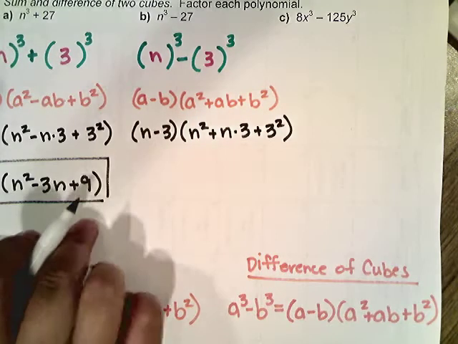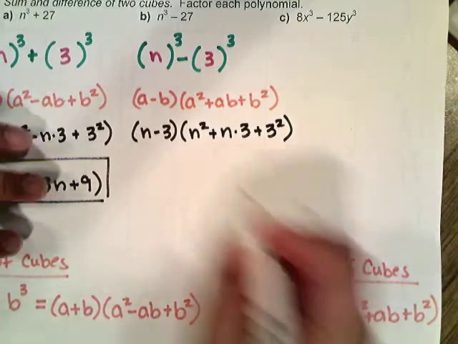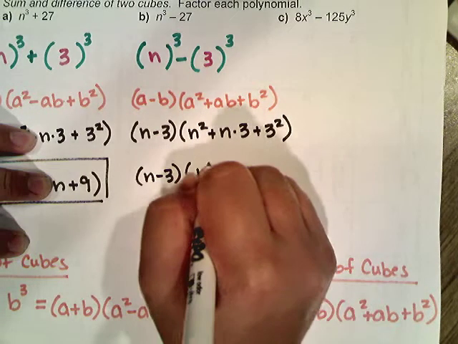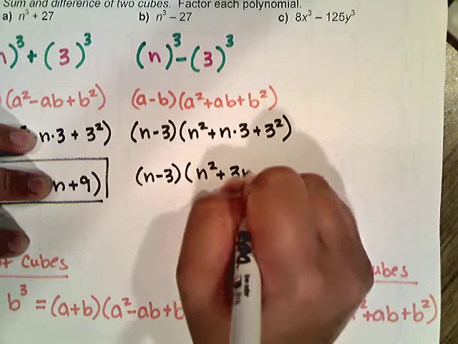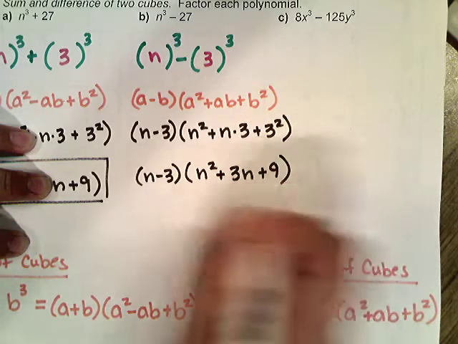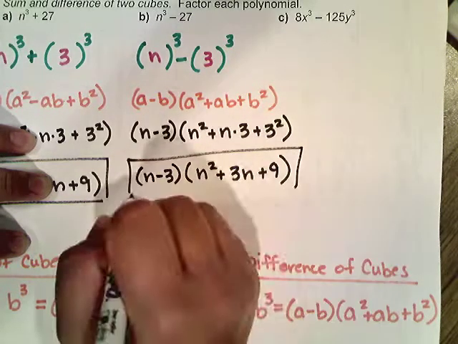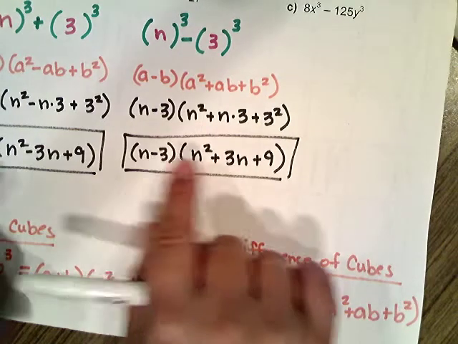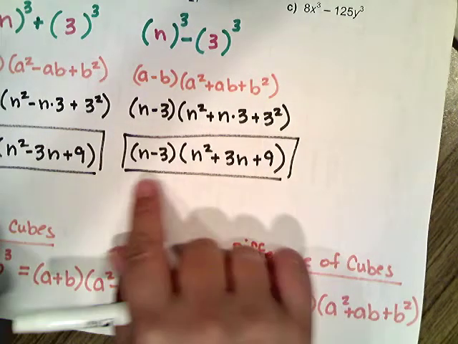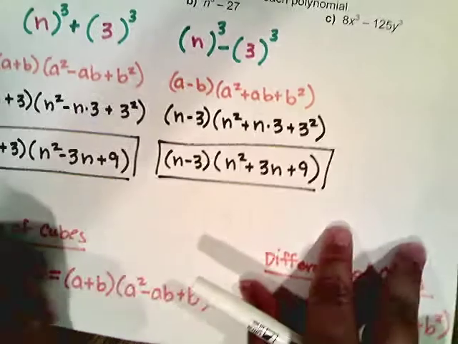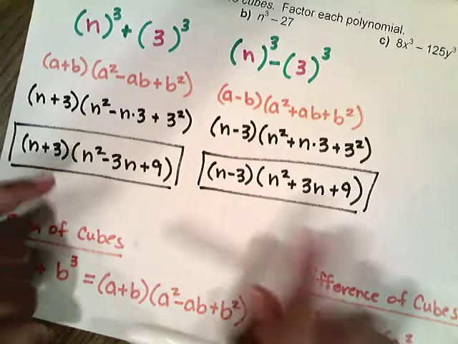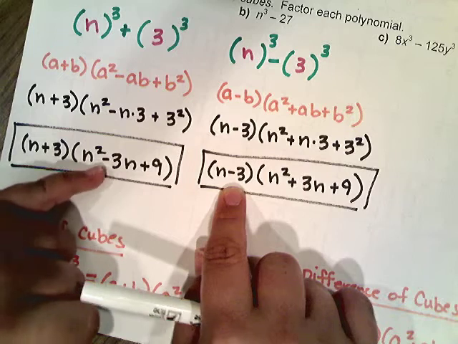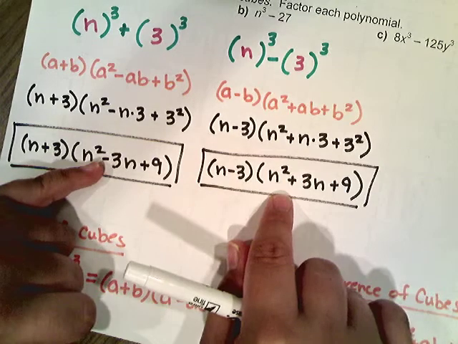And just like the previous problem, we need to go ahead and simplify that. N minus 3 times n squared plus 3n plus 9. The difference between these is really minuscule. It's just the first and the second sign. Everything else is exactly the same. Sorry, you can't see that. The first and the second sign, right? That's a positive, that's a negative. The second sign, that's a negative, that's a positive.